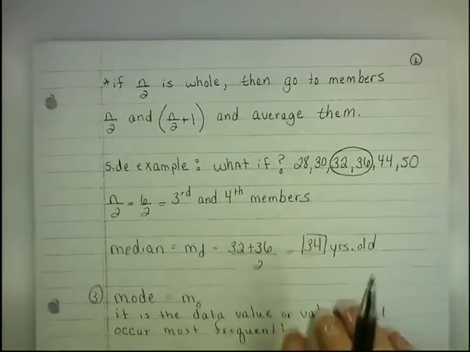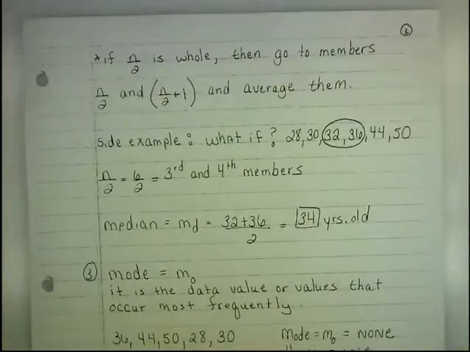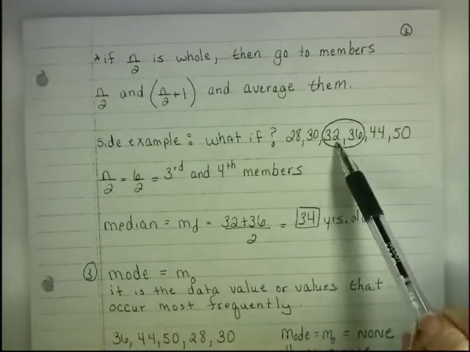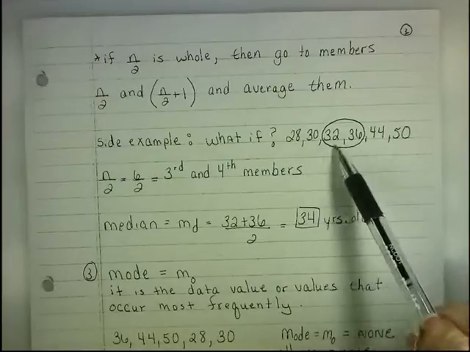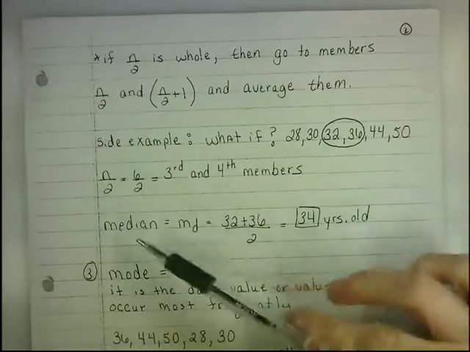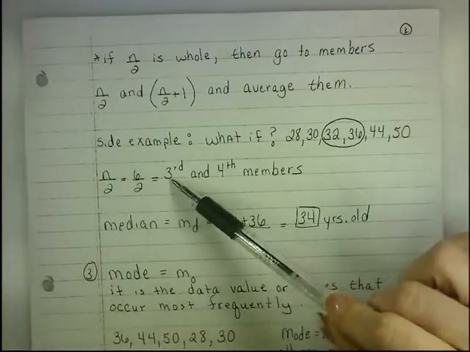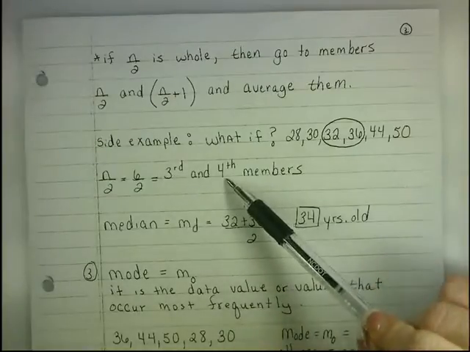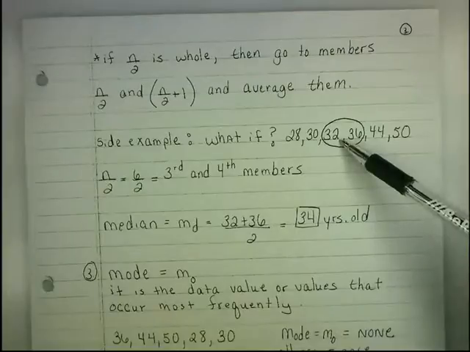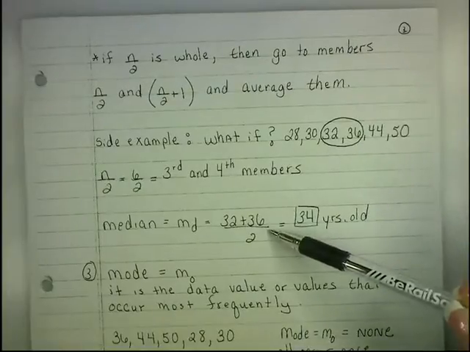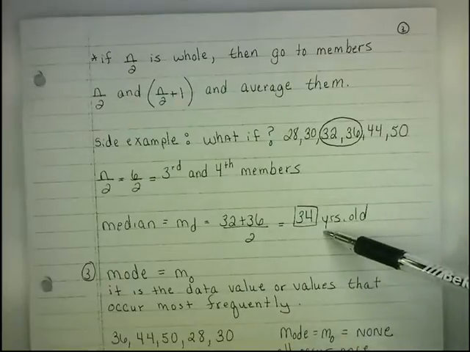Here is a side example. This is not the original problem of the 5 women. I decided to throw in an extra lady and make her 32. 28, 30, 32, 36, 44, and 50. We now have 6 ladies. 6 divided by 2 is a whole number, 3. So we would go to the third lady and the fourth lady and average their ages. The third lady is 32. The fourth lady is 36. So when you average their ages, you have 34 years old for the median.